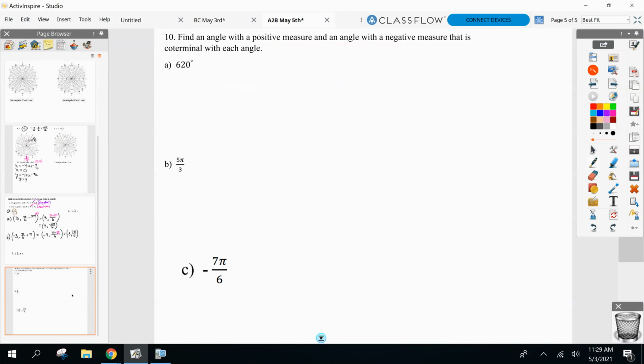Coterminal. So I'll do 10A and 10C with you. Find a positive angle and a negative one. That's coterminal. So I got 620 up on the board right now. Anybody want to help me out? How can I find another positive angle that's the same looking one as 620? That's what coterminal means. Subtract it by 360. I could subtract or I could add. Either one. Both answers are going to be acceptable here.